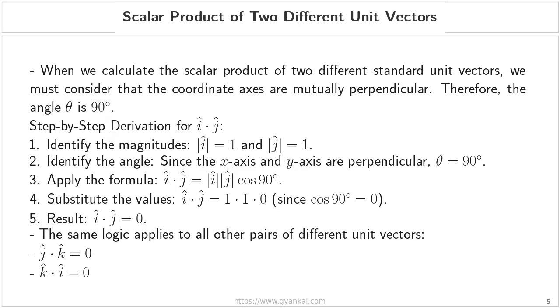It is important to realize that this same logic applies to every other pair of different unit vectors. Because the axes are all perpendicular to one another, j dot k equals 0, and k dot i also equals 0. Essentially, whenever the vectors are pointing in different directions along these axes, their scalar product will always vanish to 0.